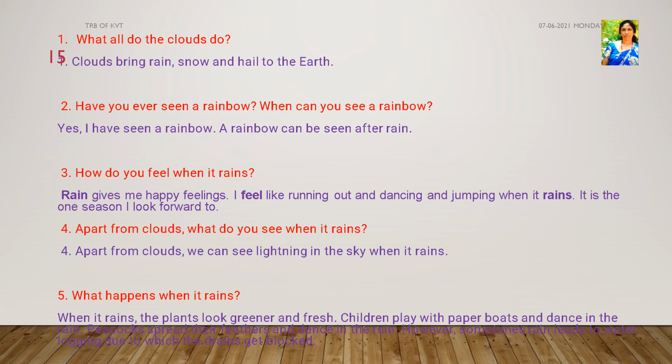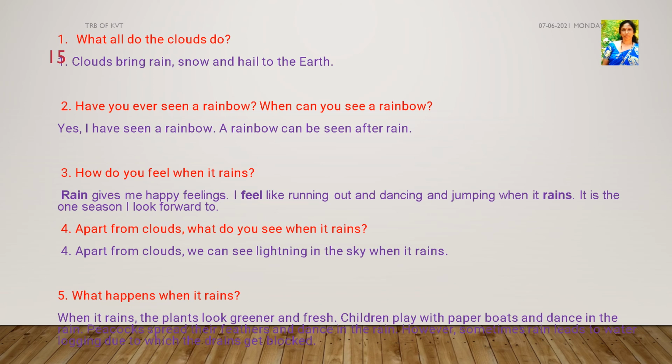Apart from clouds, what do you see when it rains? Apart from clouds, we can see lightning in the sky when it rains. You can see the lightning, then afterwards the thunder, isn't it? What happens when it rains? When it rains, the plants look greener and fresh. Children play with paper boats and dance in the rain. Peacocks spread their feathers and dance beautifully.